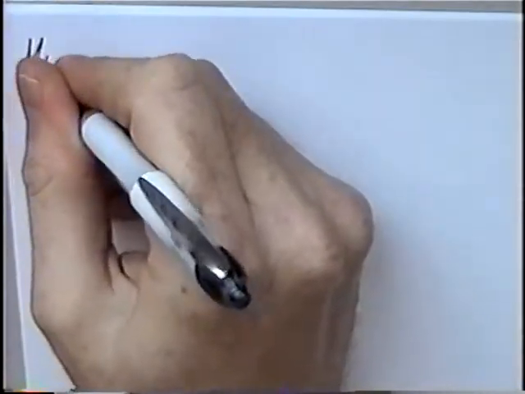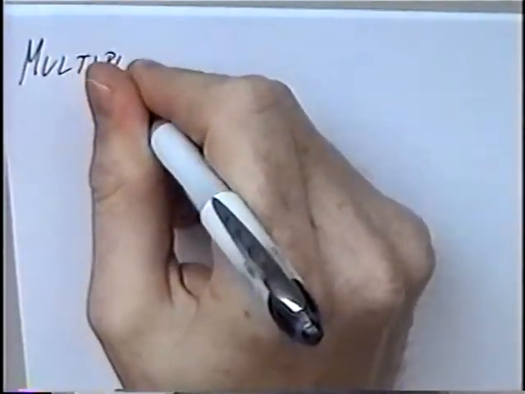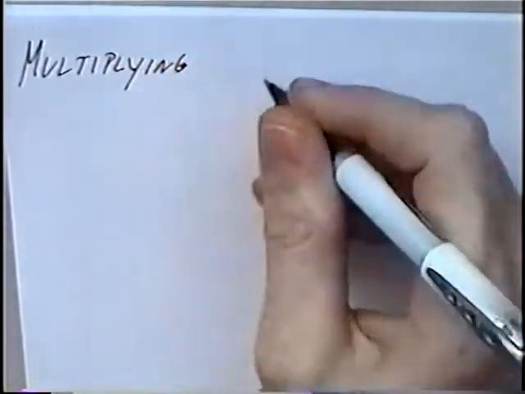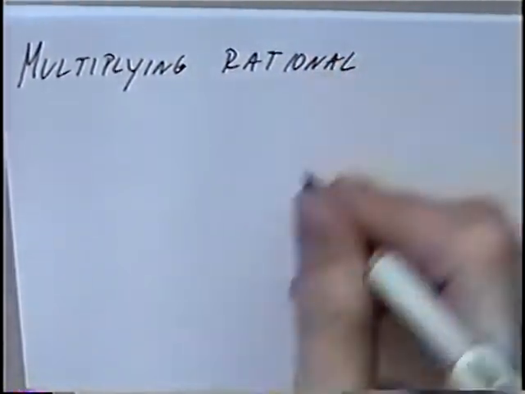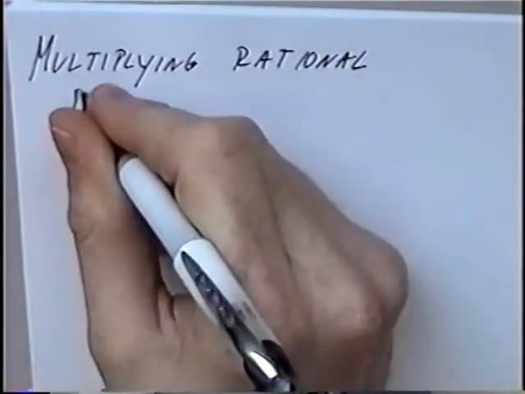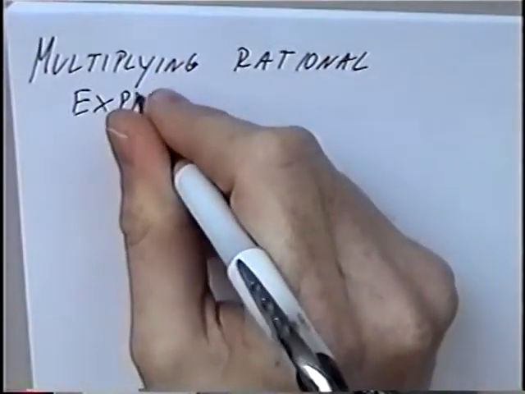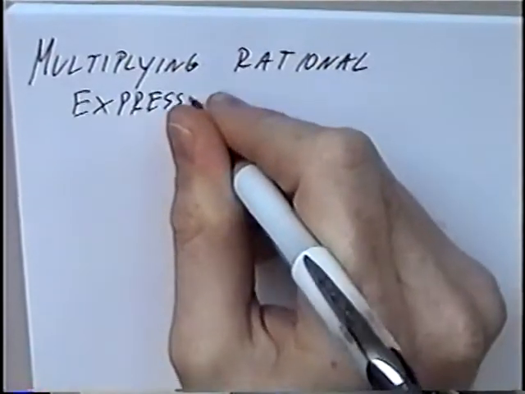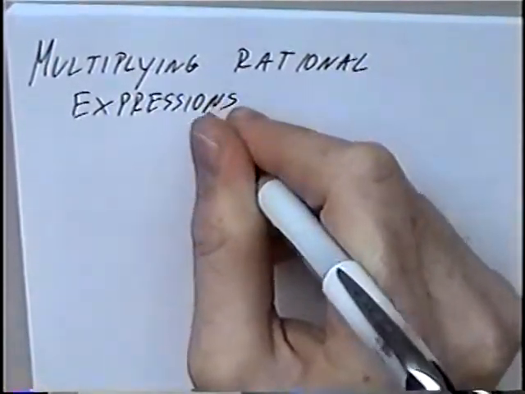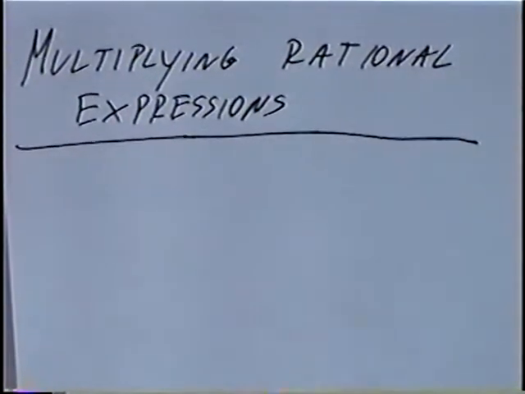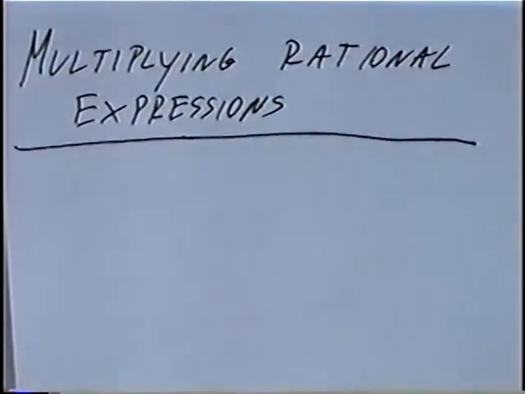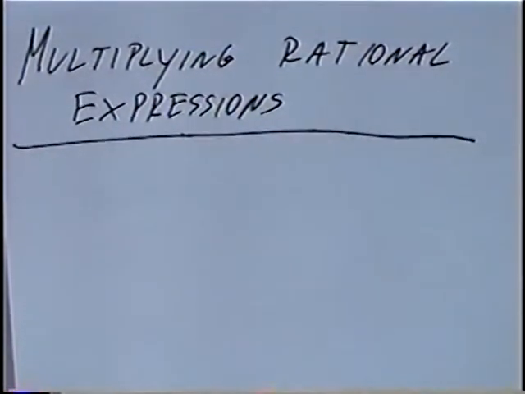Title of the first section today is Multiplying Rational Expressions. In this section, we'll multiply rational expressions. Again, rational expressions will be fractions which contain variables.